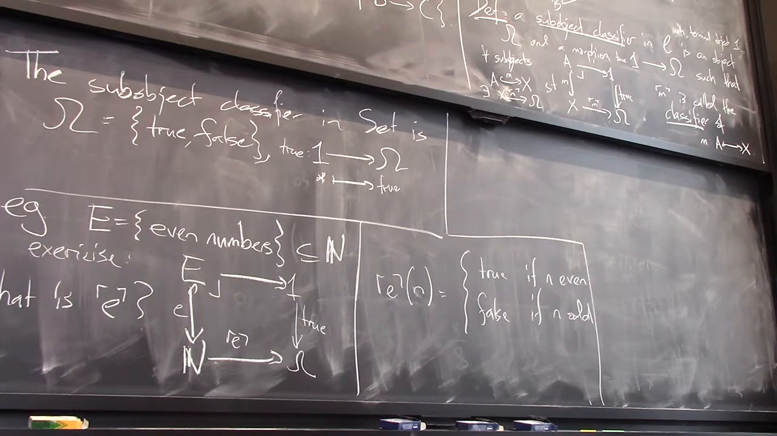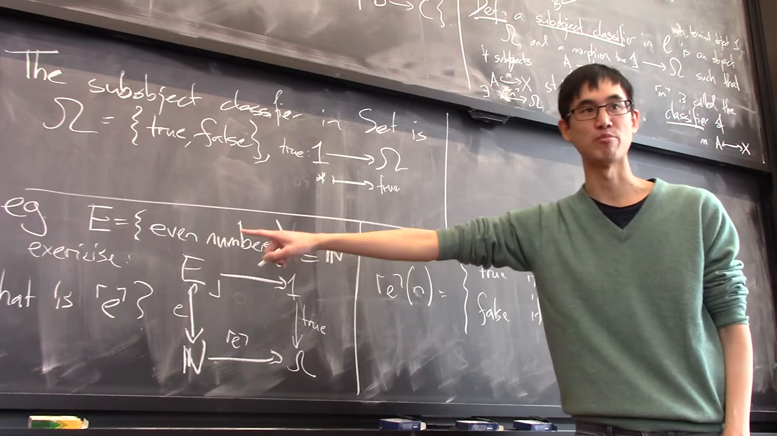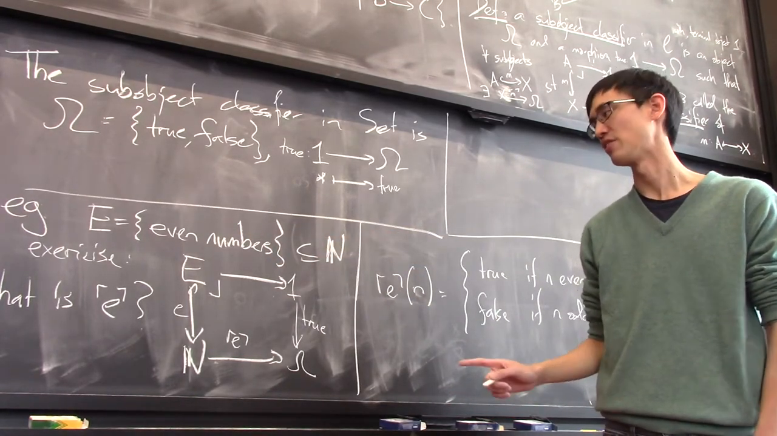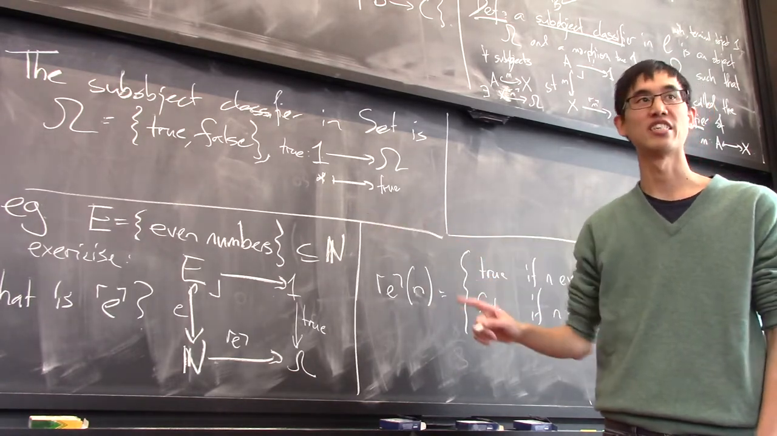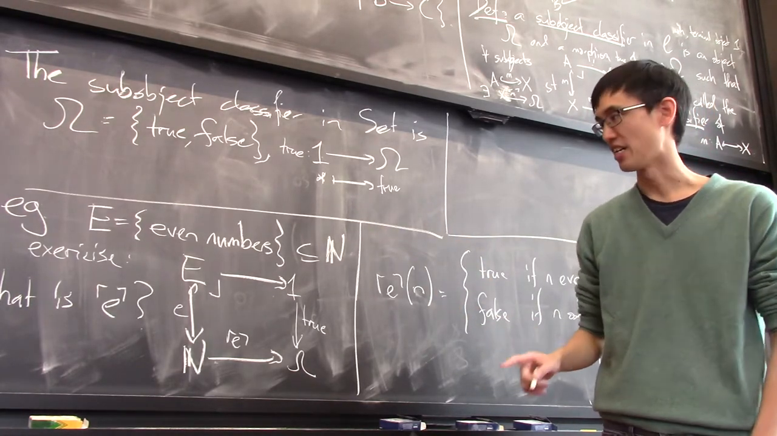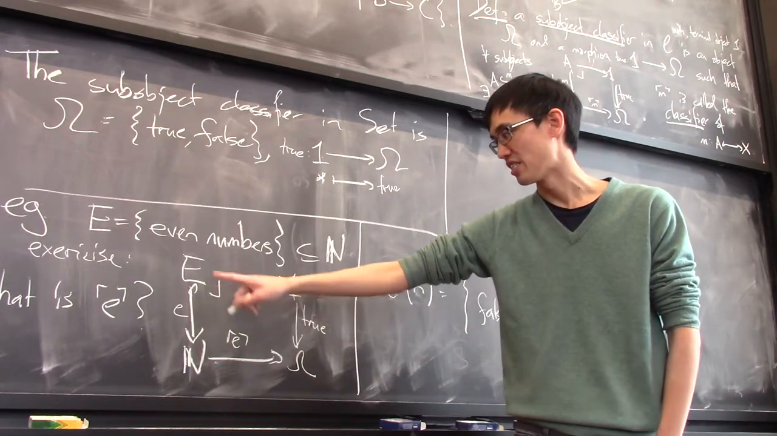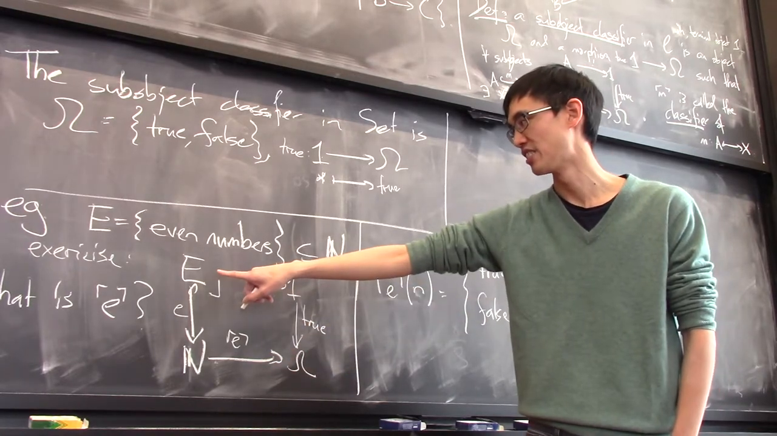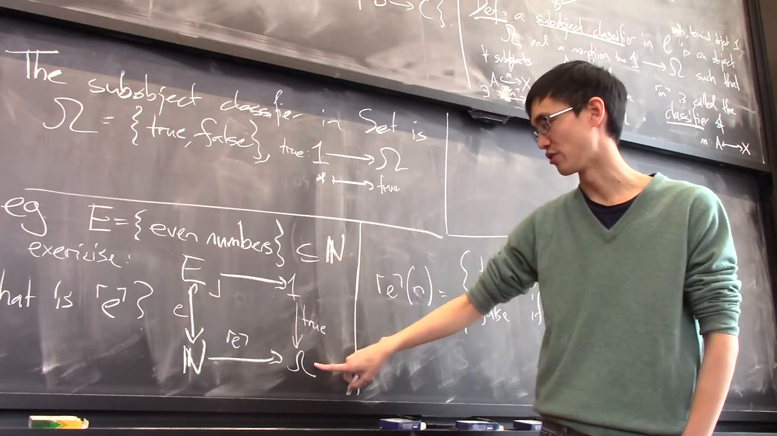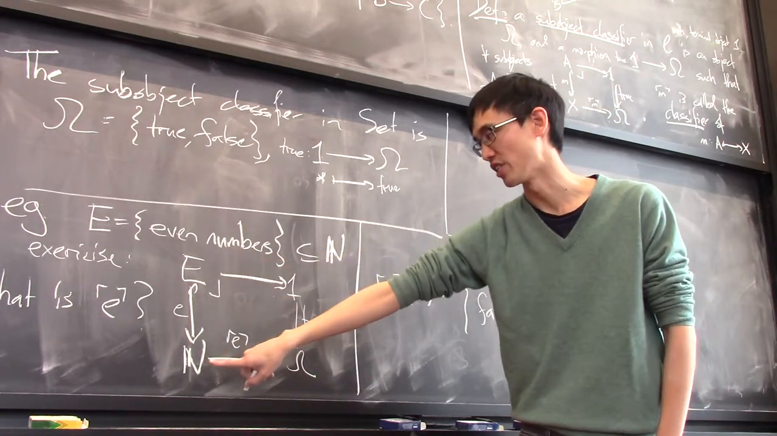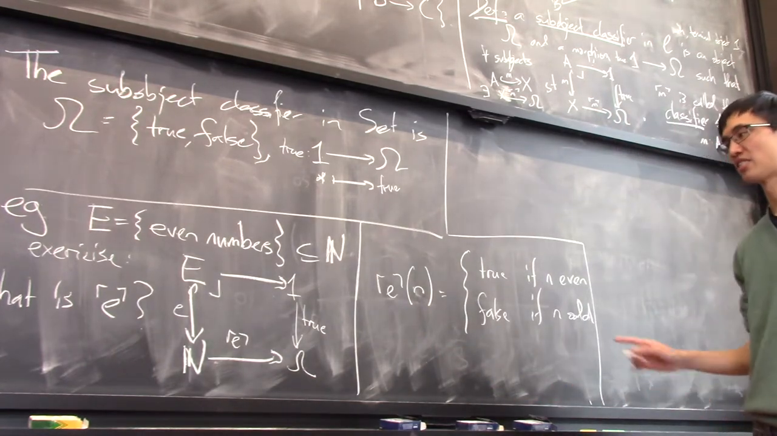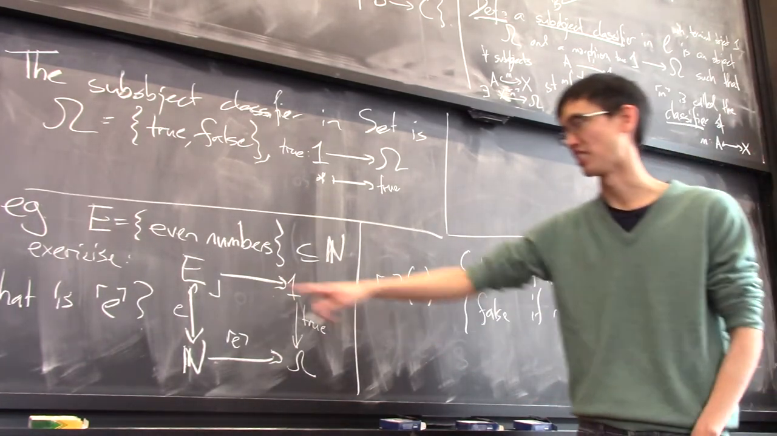So I could take, say, two copies of the even numbers. I could take the map N times N to N that maps to like 2n plus 2m or something like that. And that would make this diagram commute, because the image would be the even number. Like, if we take any element here, it goes to true. If we take an element here, it goes to an even number, and the even numbers go to true. So it commutes. But that's not quite what we want, because that something is not a subobject.